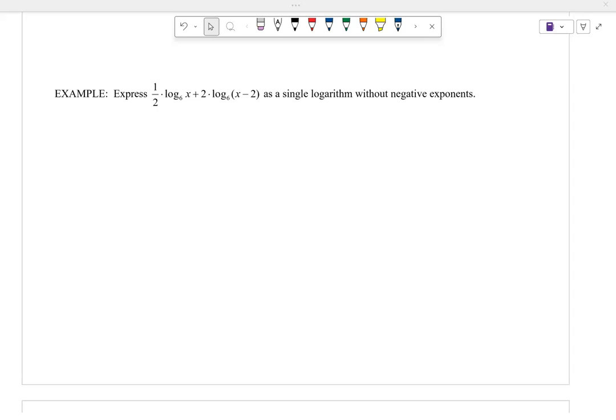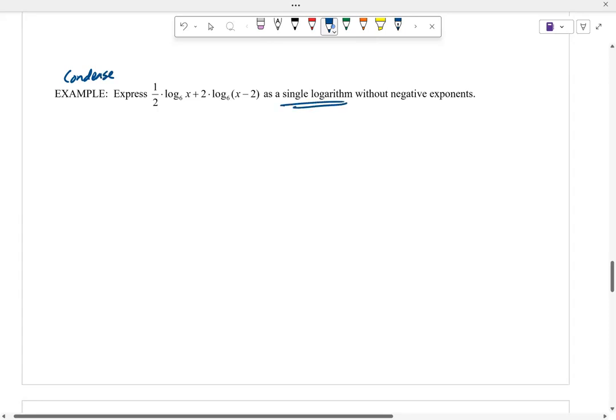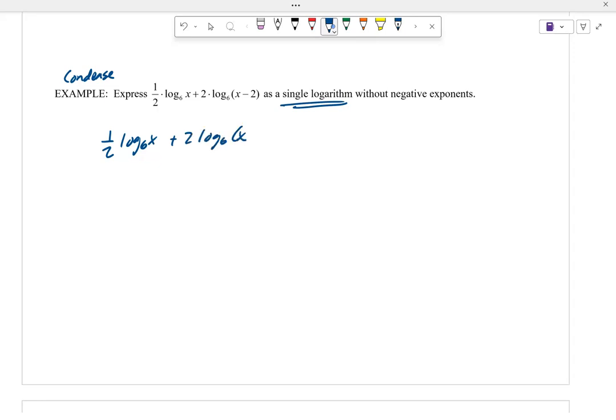All right, now we're going to go the other way. Some textbooks will just say condense these into one single logarithm, one single logarithm without negative exponents. So we've got 1/2 log base 6 of x plus 2 log base 6 of x minus 2. So first thing is I'm going to put those exponents back up there. So log base 6 of x to the 1/2 plus log base 6 of x minus 2 squared. And x to the 1/2, I'm going to write that as the square root of x.